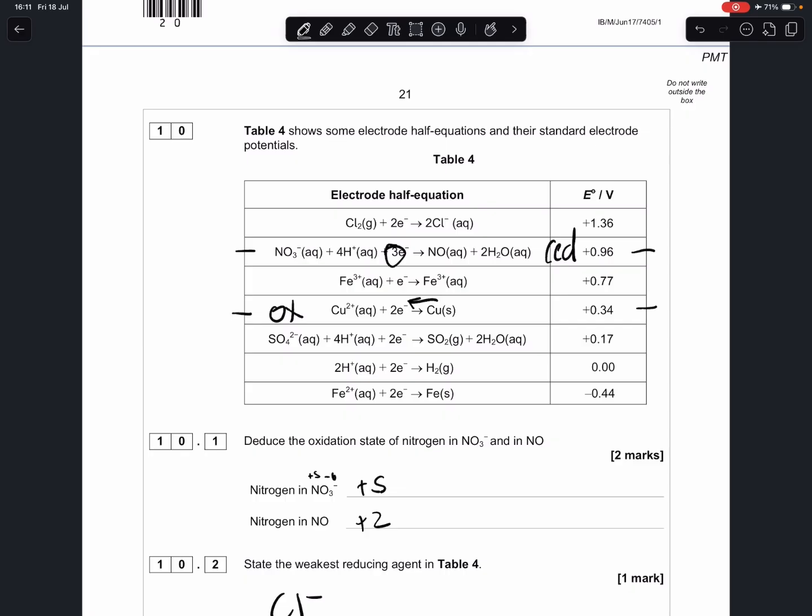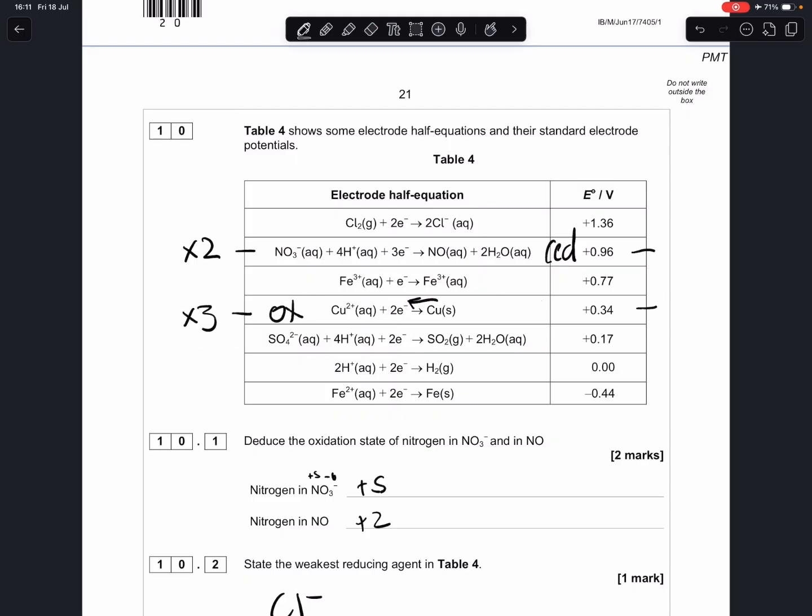But how can we combine equations that have different amounts of electrons? Electrons can't just disappear. They need to be balanced. So to balance them, we've got 3 here and 2 here, so I'm thinking 6 electrons in total. We can multiply everything in this equation here by 2. And for this one, to get to 6, we can multiply everything in this equation by 3.